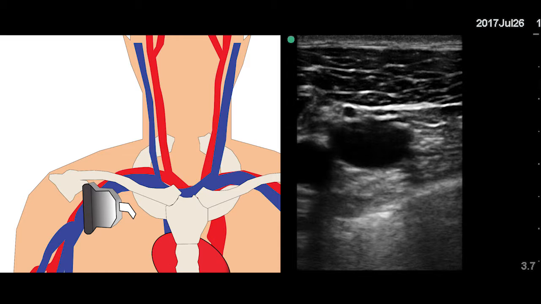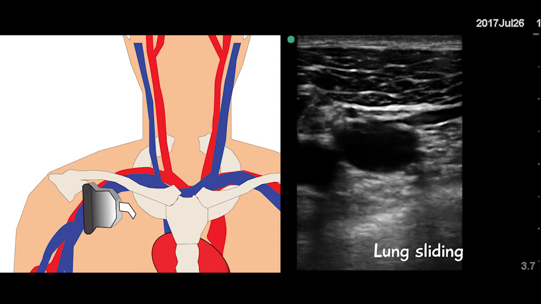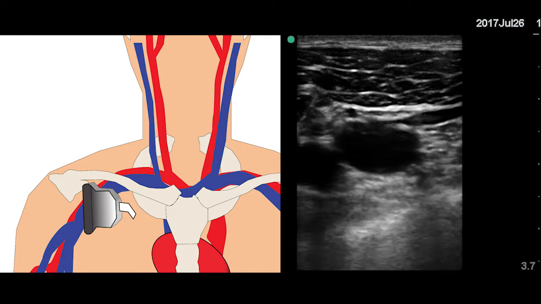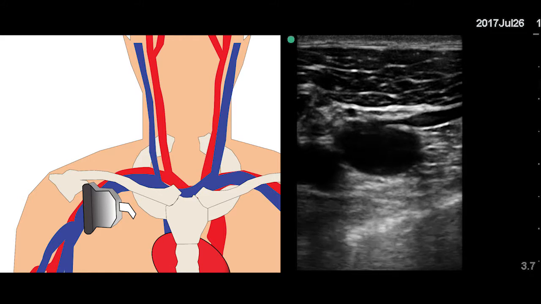It is essential to also identify the pleural line, which is usually a hyperechoic linear structure posterior to the soft tissue and vessels. With respirations, the pleural line can be seen shifting up and down, representing normal lung sliding. The absence of lung sliding can suggest pneumothorax and other pathologies.